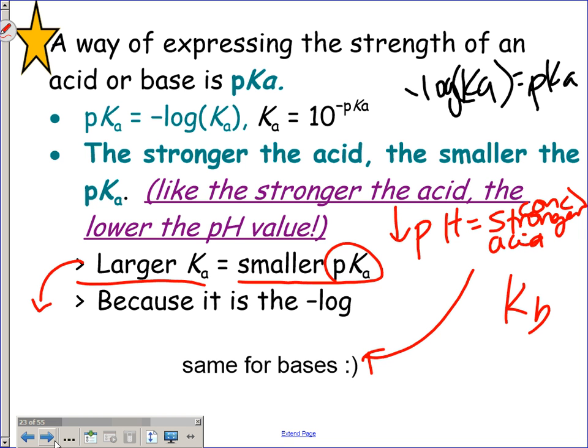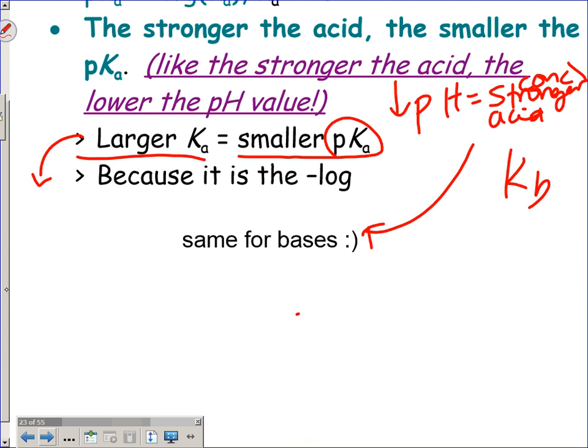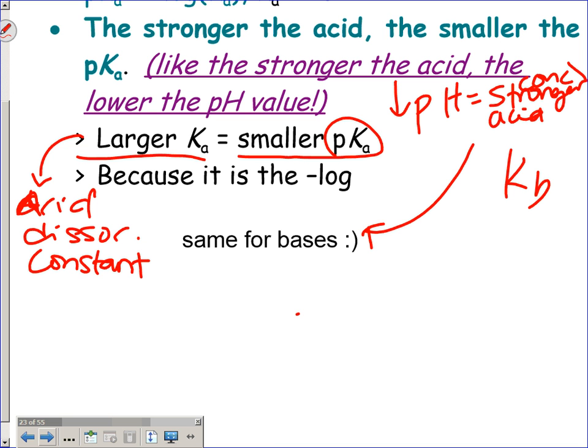What does Ka refer to one more time? The equilibrium constant for what of acids? I'm going to say dissociation. Okay, so the Ka value, the board is a little off, sorry. I'm going to say acid dissociation constant. That's what Ka stands for.